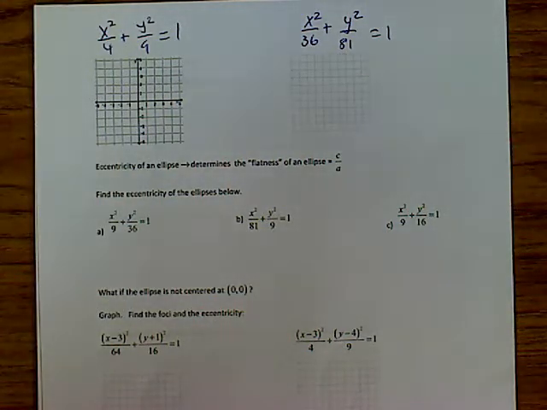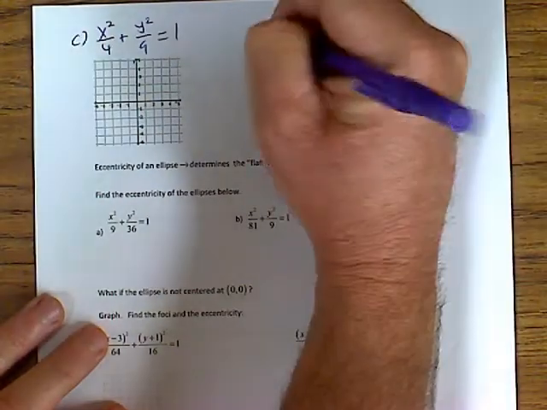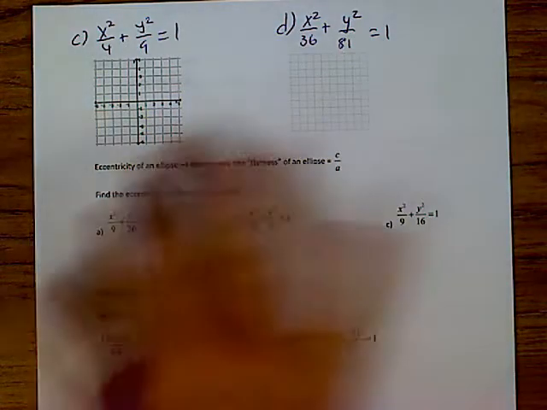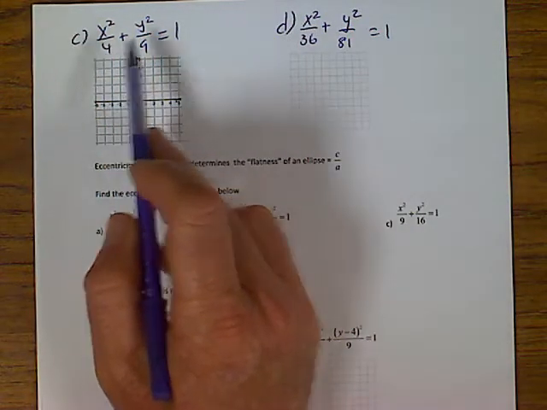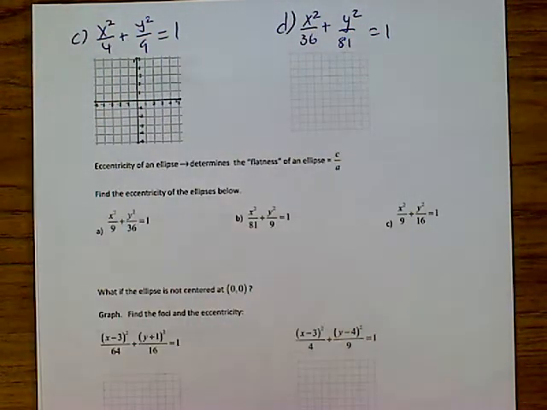Okay, so let's pick up now. My notes did not print off letter C on the next page and letter D on the next page. They just printed off the graphs, so I've written them in here. Letter C is x squared over 4 plus y squared over 9 equals 1. Okay? All right, here we go.